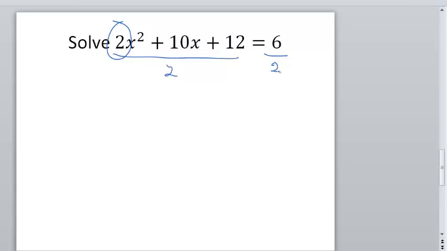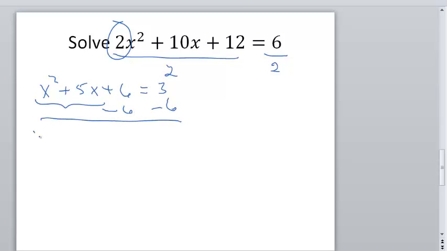Okay, that's going to give me x squared plus 5x plus 6 is equal to 3. And now I want to complete the square. So I want to isolate these first two terms. So I'm going to minus 6 from both sides. I have x squared plus 5x is equal to negative 3. But notice I've left myself a blank because I'm going to add in something on the left and add in something on the right so that I can complete my square.